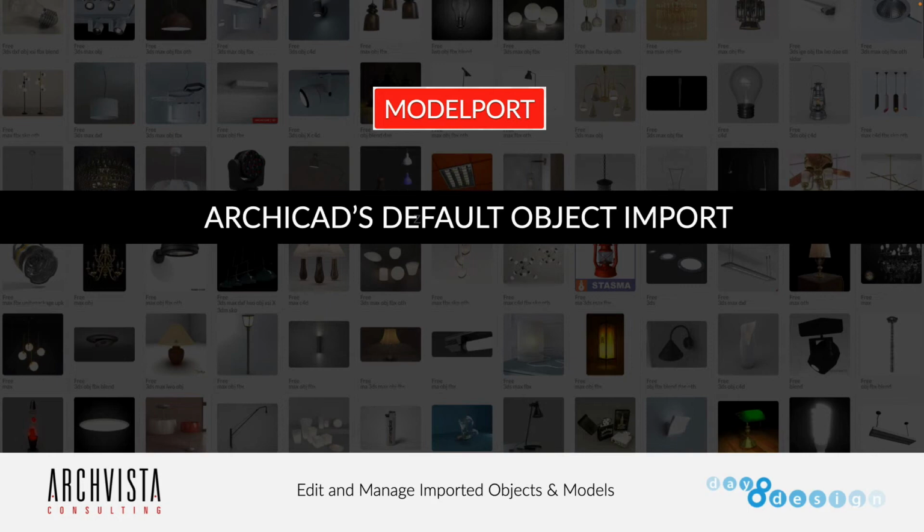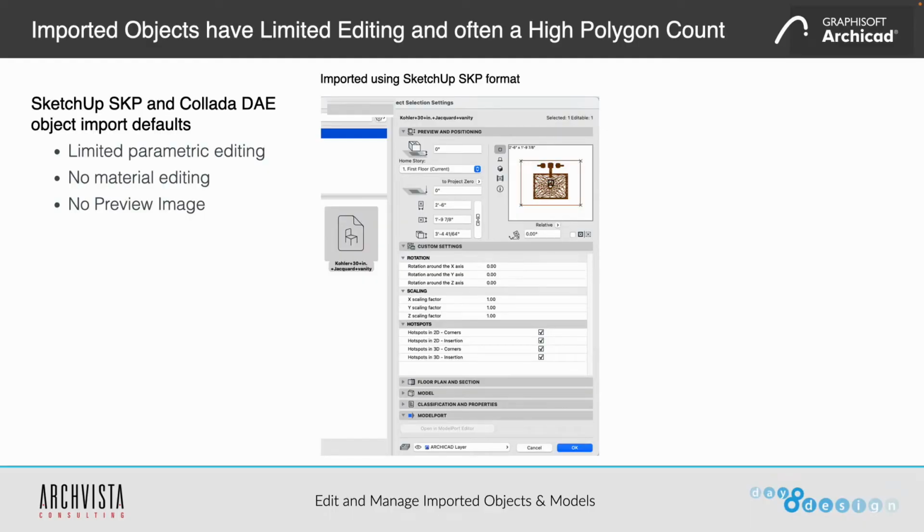First topic we're going to talk about is Archicad's default object import process. So let's start with just a discussion about the SketchUp SKP and Collada DAE import defaults. I'm sure many of you have used those. They're great for being able to access the 3D Warehouse and numerous other websites, libraries, and content out there on the web.